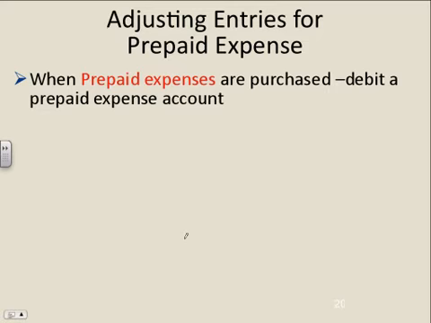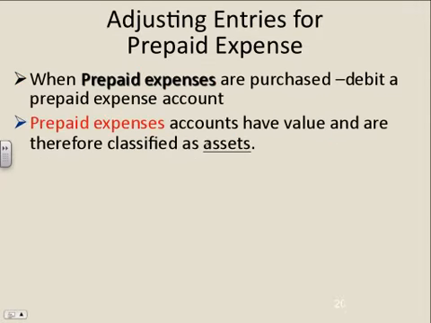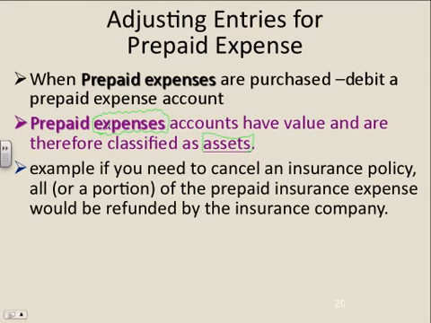Okay, as we mentioned already, when prepaid expenses are purchased, you're going to debit a prepaid expense account, which is actually an asset. Don't forget, okay? So if you buy prepaid rent, debit prepaid rent. If you buy insurance, debit prepaid insurance. And how do we know it's an asset? Again, because it has value. It's owned and it has value. Don't let the little word expense mislead you, it's not an expense.